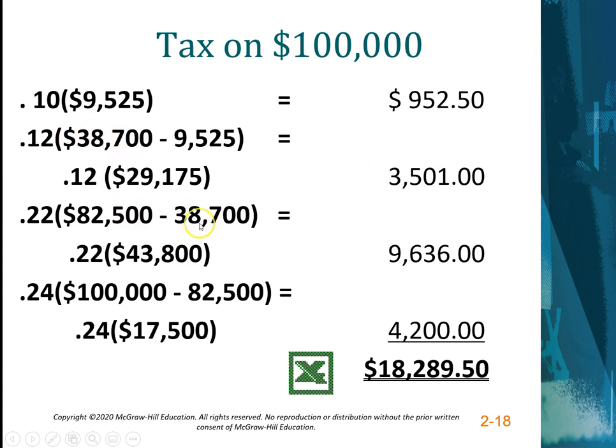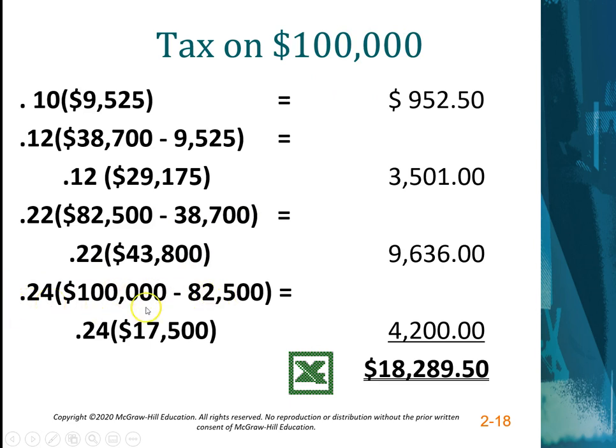Okay, we're still nowhere near the $100,000 because we're now only at $38,700. So when we go from $38,700 to $82,500, that income is taxed at 22%. So we subtract the $38,700 from the $82,500, and $43,800 is going to be taxed at 22%. So 22% times $43,800 is $9,636.